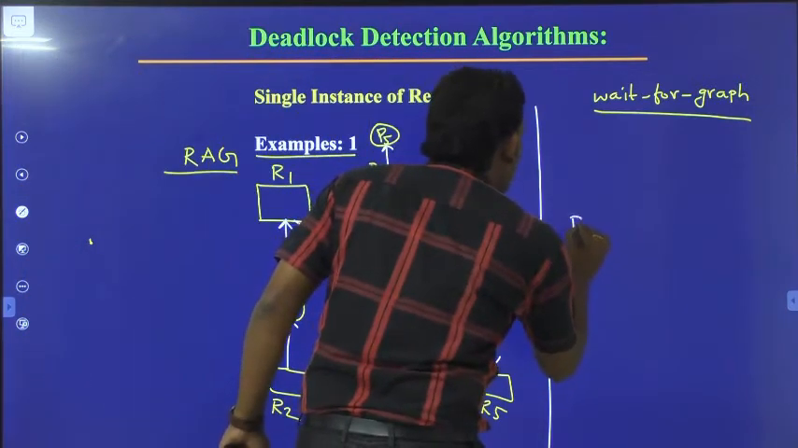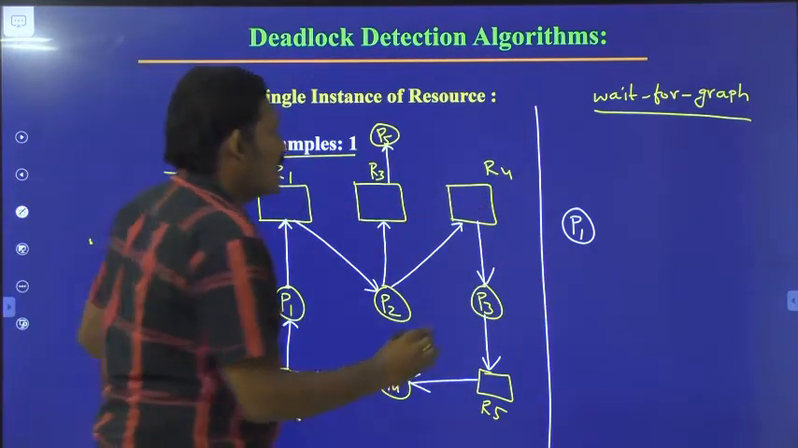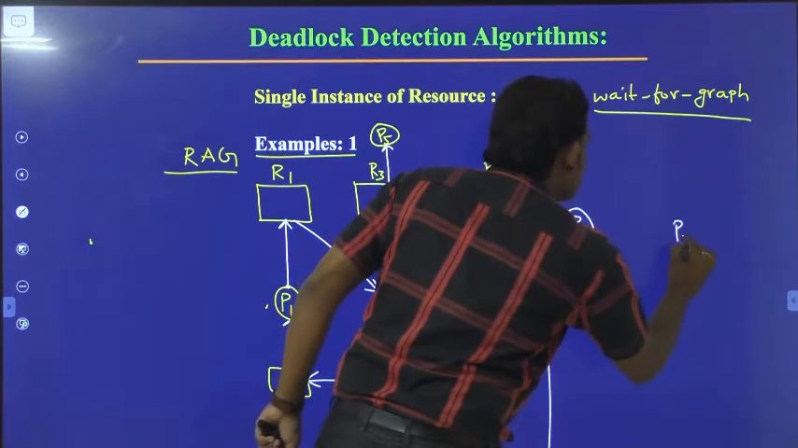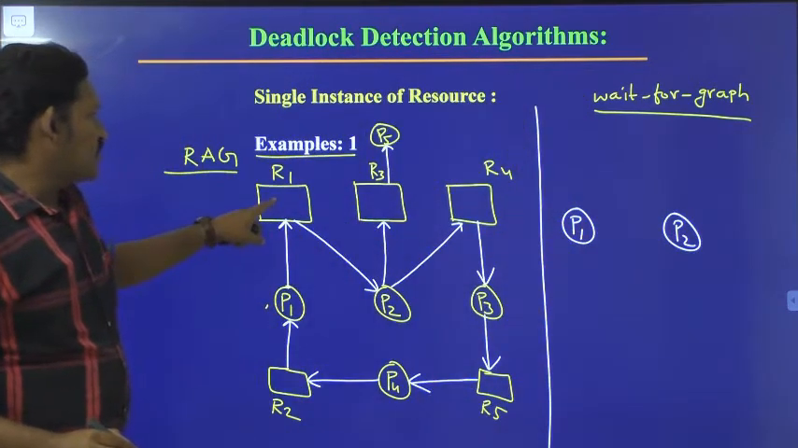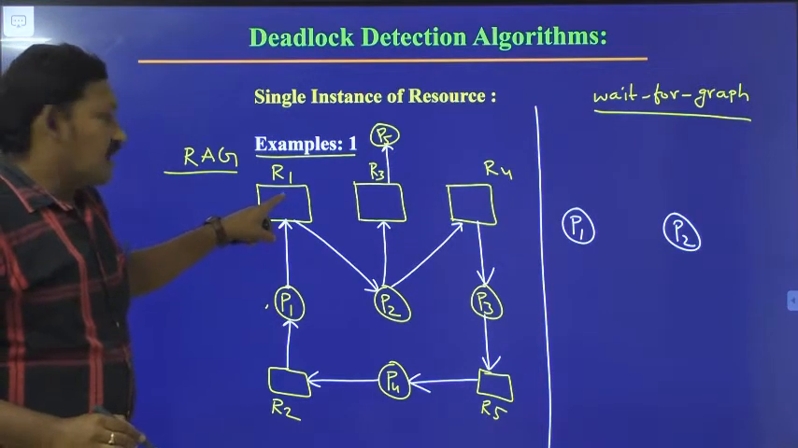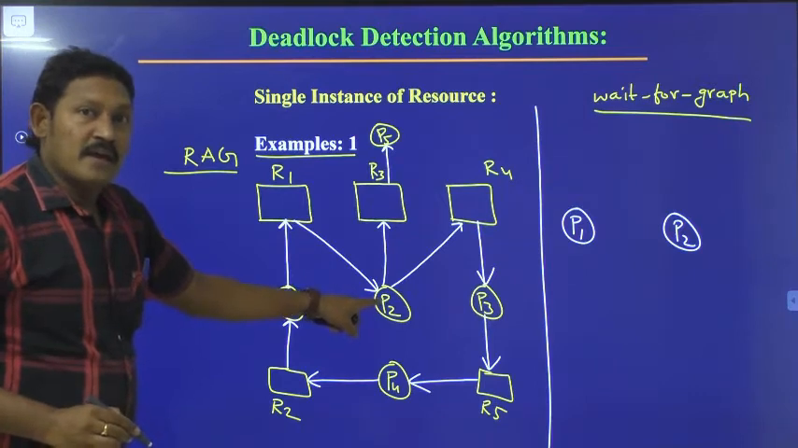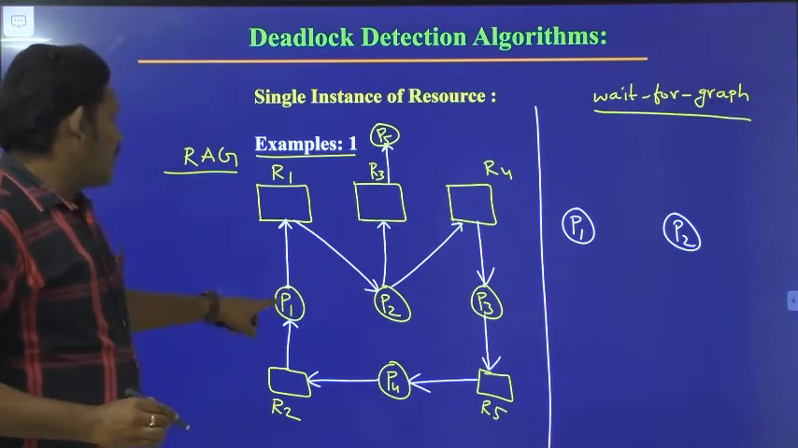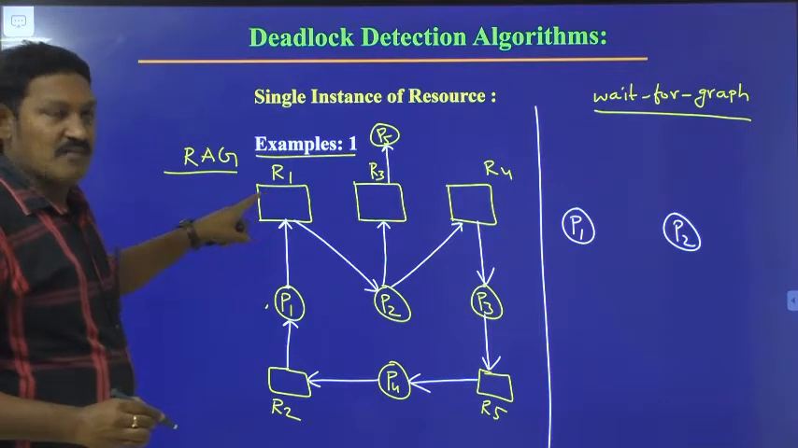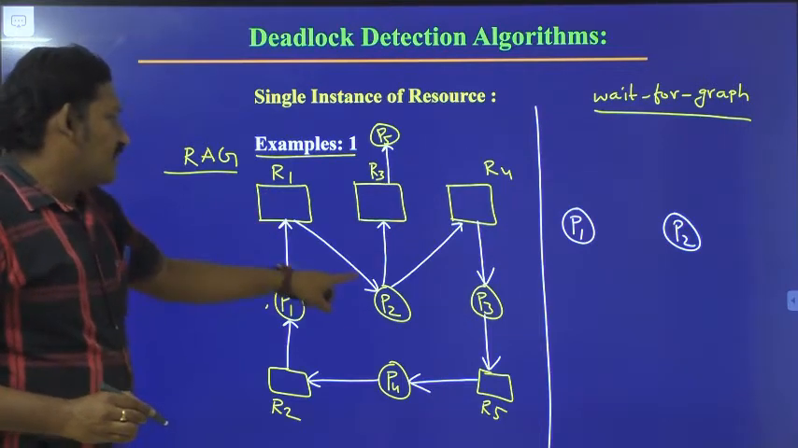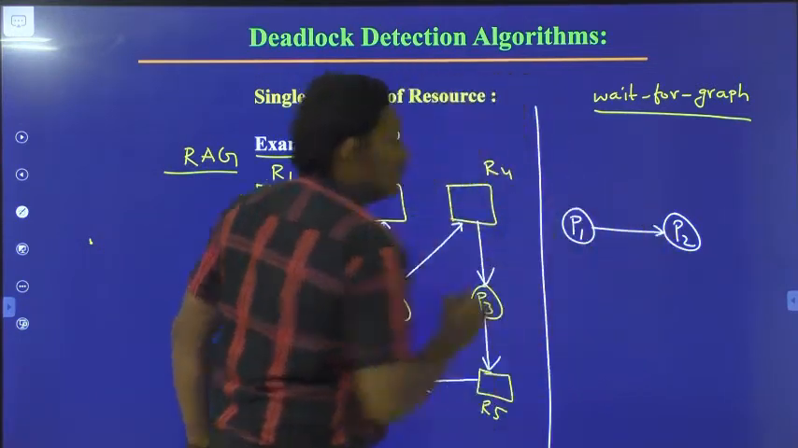We will draw process P1 and process P2. Process P1 is requesting resource R1, where R1 is being held by process P2. So P1 gets R1 when P2 releases R1. So P1 is waiting for P2.